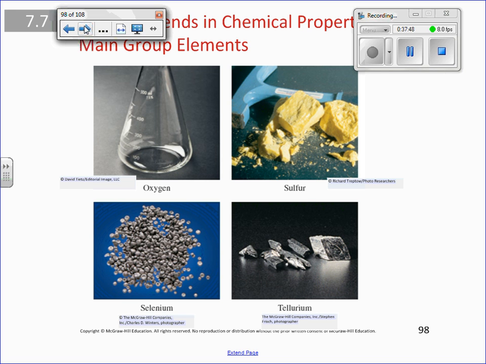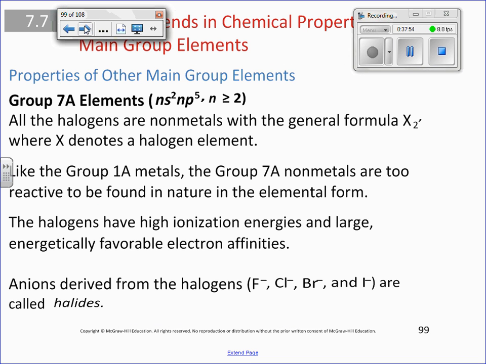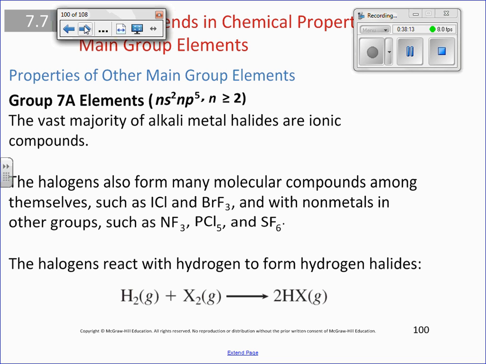The 7A are called the halogens. They're not found in nature by themselves. They're too reactive. High ionization energies, large electron affinities. They tend to form -1 ions. So they can form molecular compounds with themselves, and they exist diatomically. Fluorine, chlorine, bromine, and iodine all exist as F2, Cl2, Br2, I2.